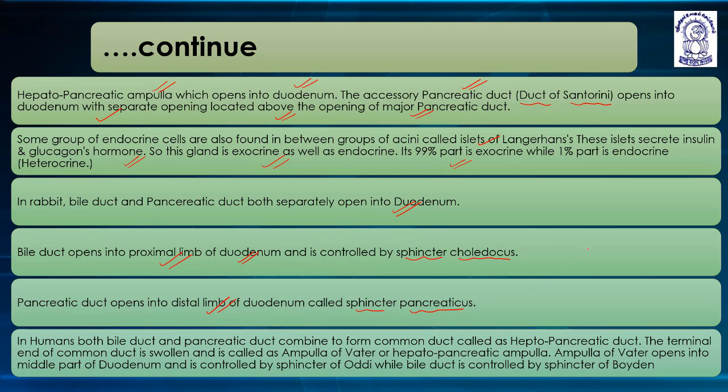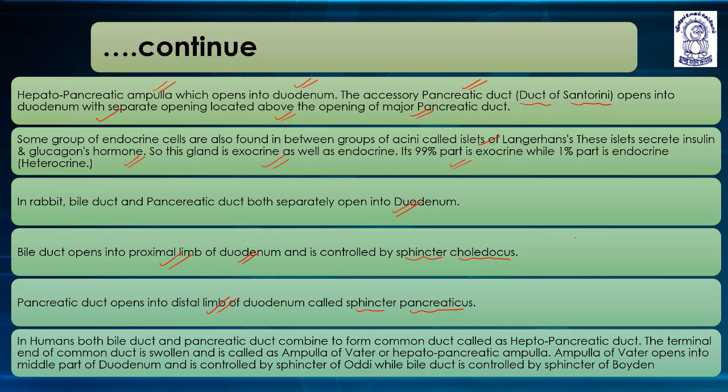So there are two regions. At the front, the anterior most part, the bile duct opens, which is controlled by the sphincter choledochus, and the posterior part is for the pancreatic duct. In rabbit, it opens into the distal limb of the duodenum, the sphincter pancreaticus.